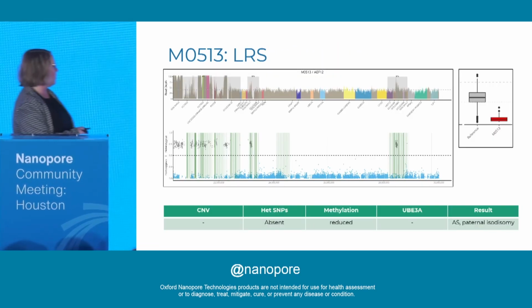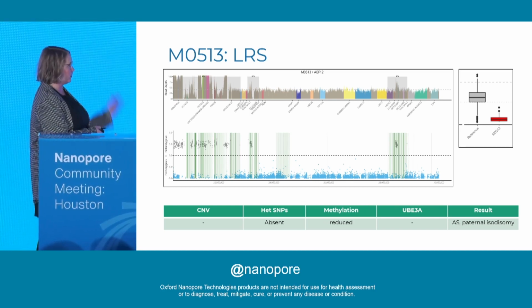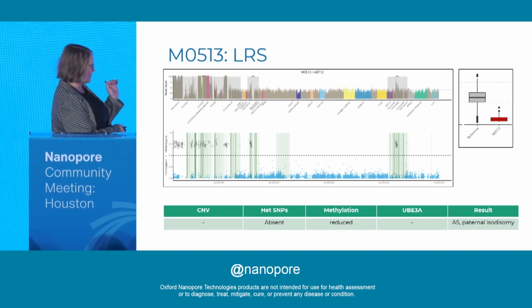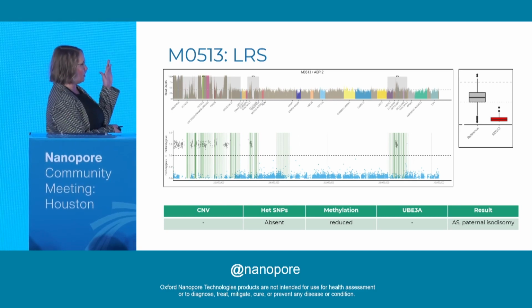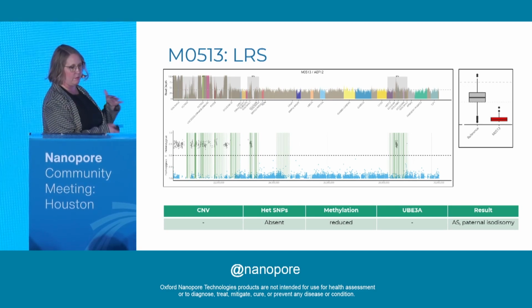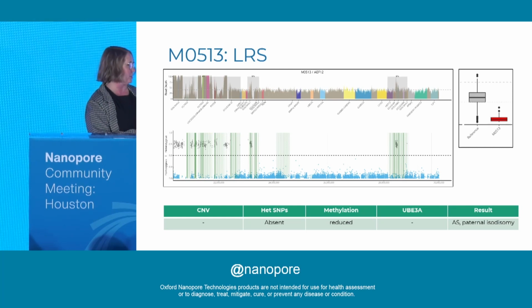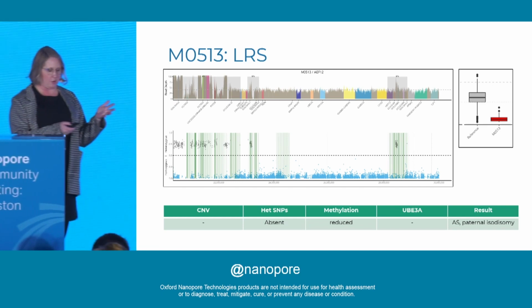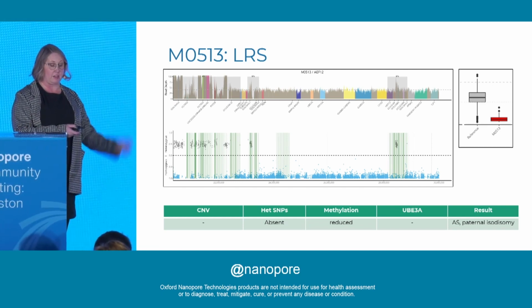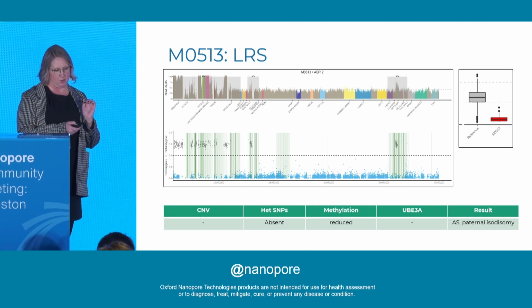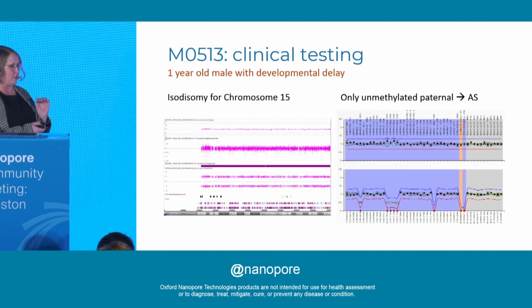Okay, one more example here. So no decrease in read depth. But now we have the absence of heterozygous SNPs. So 2 copies in this region, but no heterozygous SNPs, and decreased methylation in red. So here what we're thinking about is, this indicates paternal isodisomy, so 2 copies of the paternal chromosome 15 in Angelman syndrome.